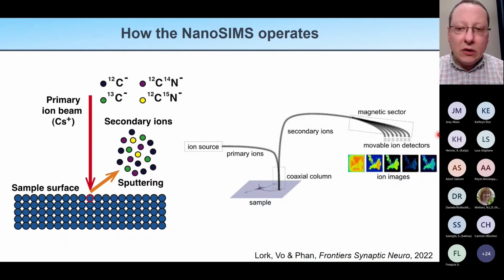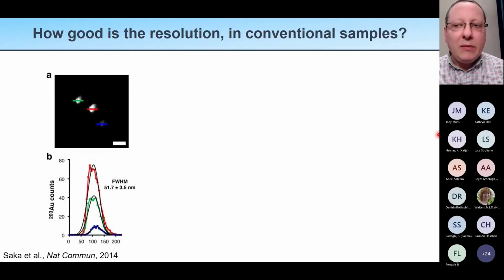You can really get a lot of information. Now, I'm a resolution person, always obsessed about how good the resolution is. Well, we never really got over about 50 nanometers or so. These are little gold particles, and you can run a scan over them. The actual measured resolution is somewhere around 50 nanometers in our hands.